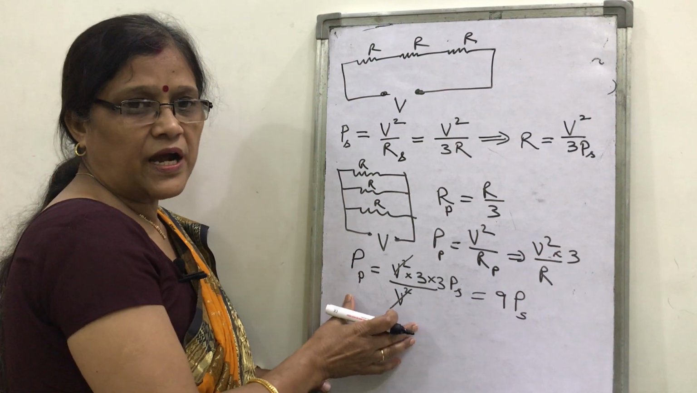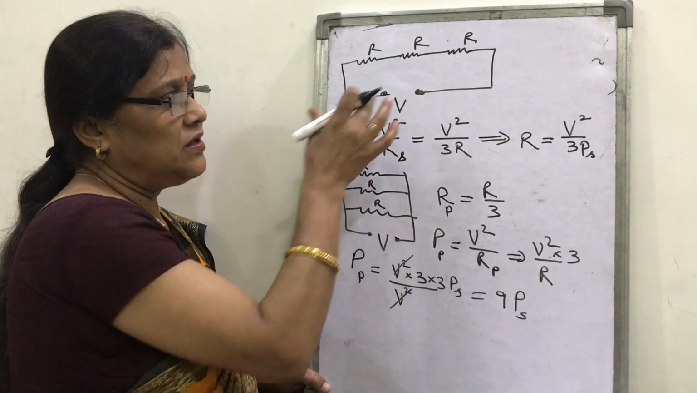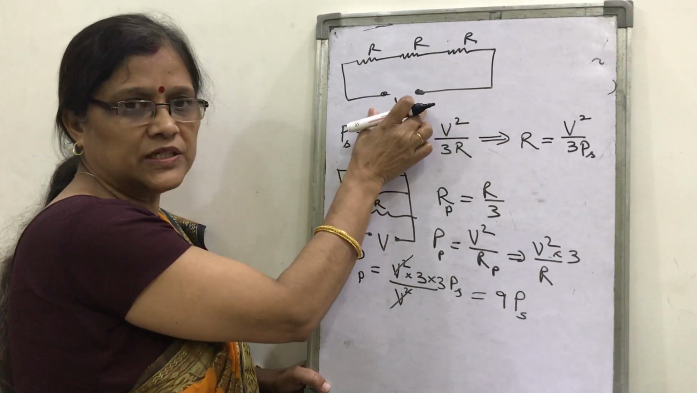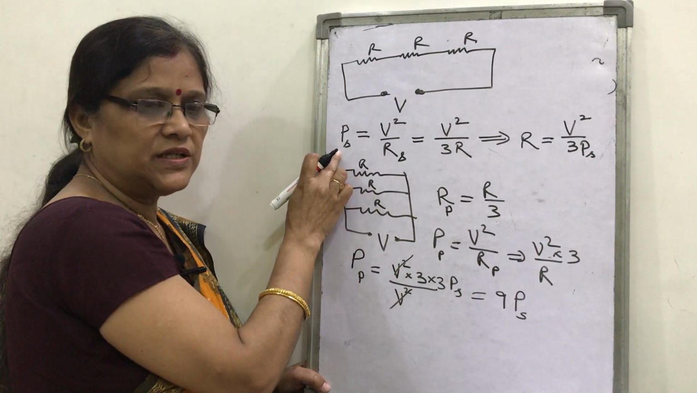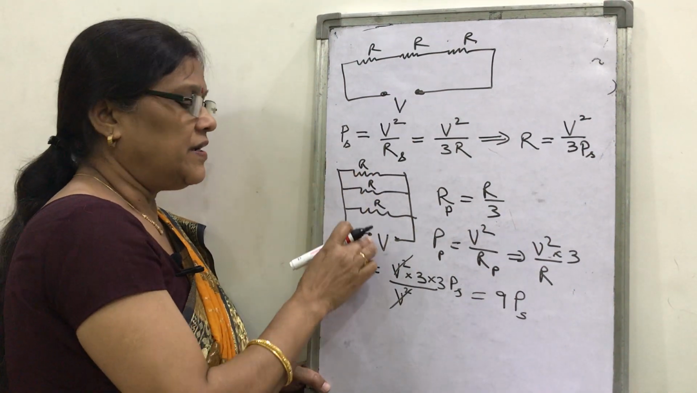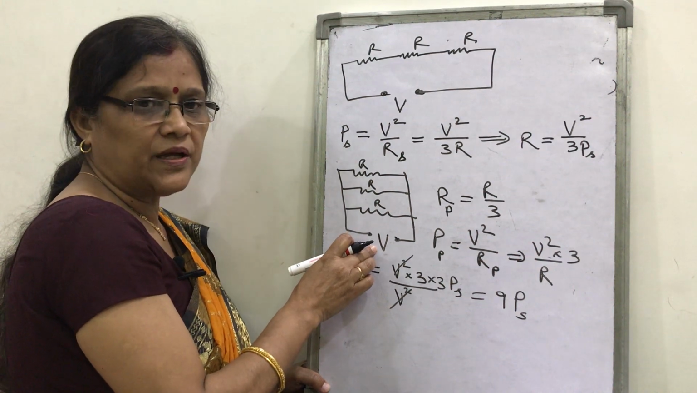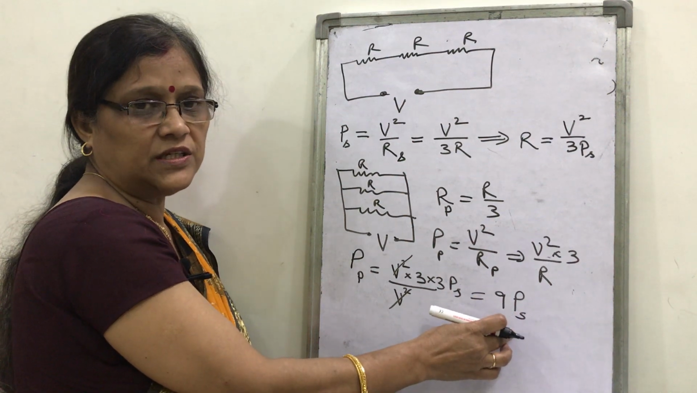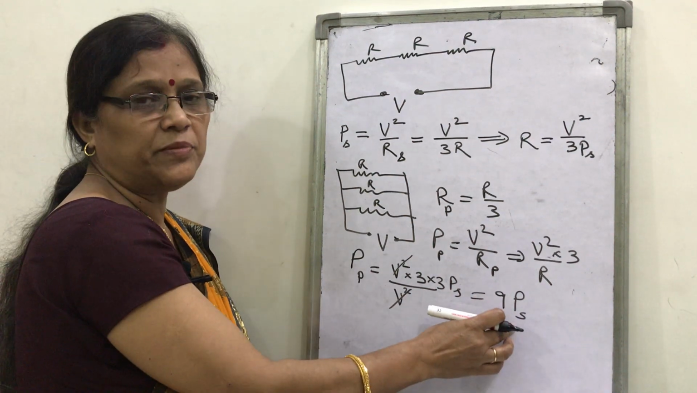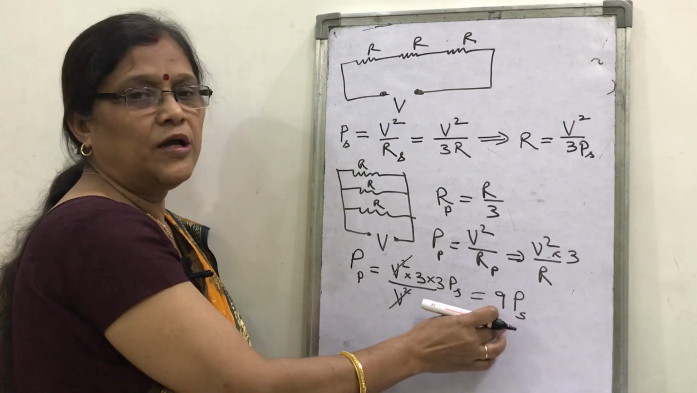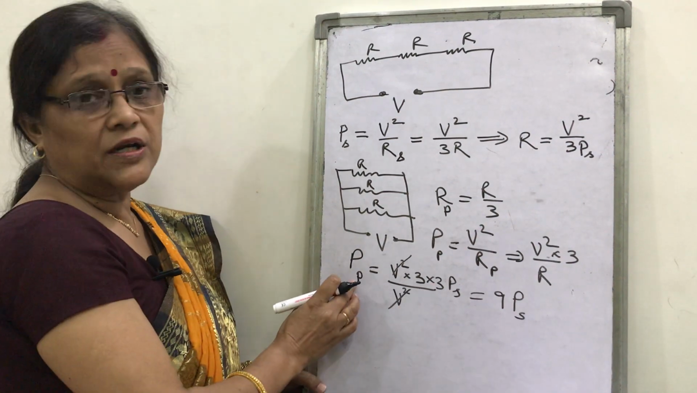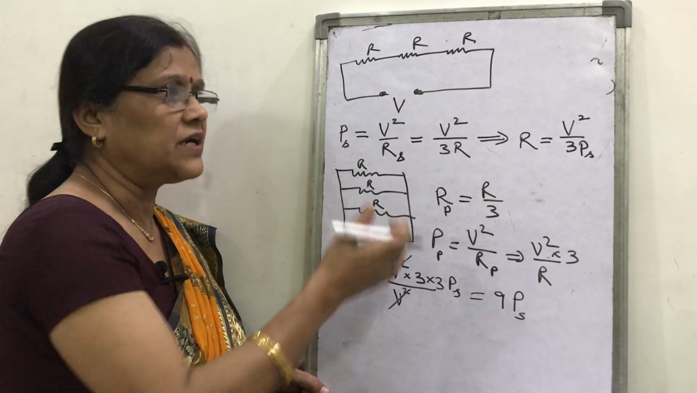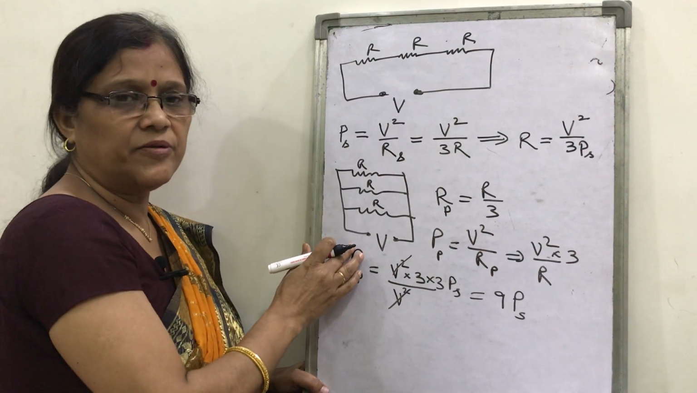What does it mean? If the power in series is Ps when they are connected in series with the voltage supply V volt, then when they are connected in parallel with the same power supply, the power consumed is 9 times the power in series. This Pp equals 9 Ps. So in this way you can compare the power in parallel and in series, how the power is consumed when the resistances are connected in series or in parallel.